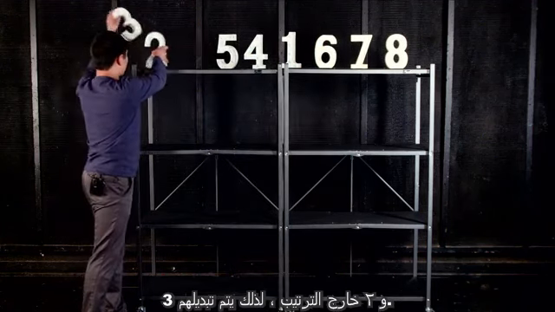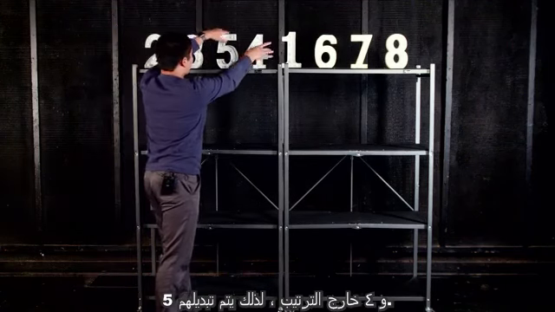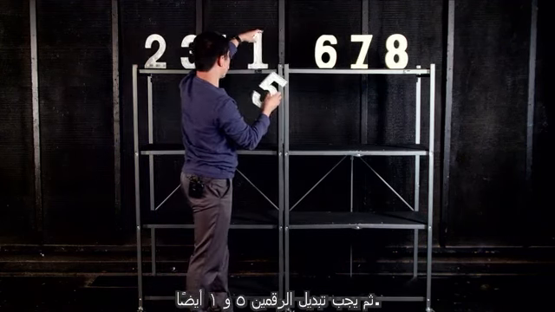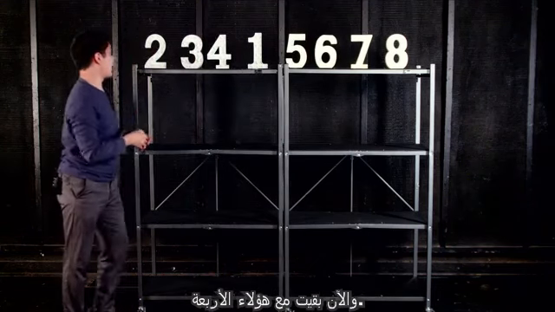The 3 and the 2 are out of order, so those get switched. The 3 and the 5 are OK. The 5 and the 4 are out of order, so those get switched. And then the 5 and the 1 need to be switched as well. So there's the 5 in sorted position. And now I'm left with these 4.